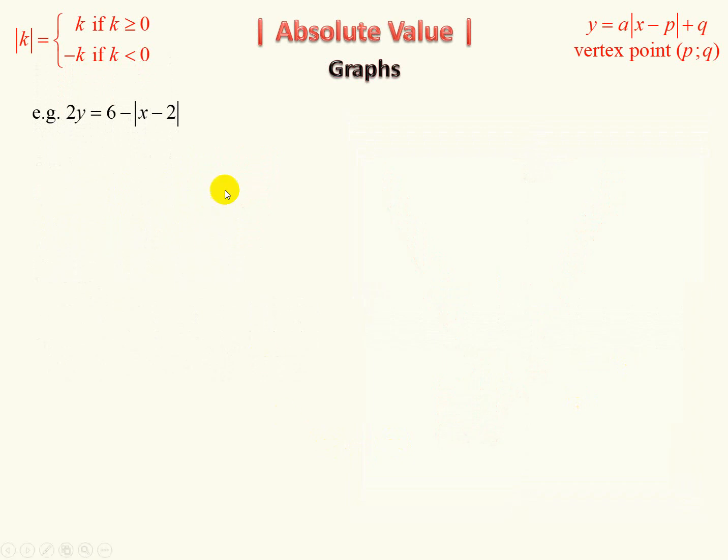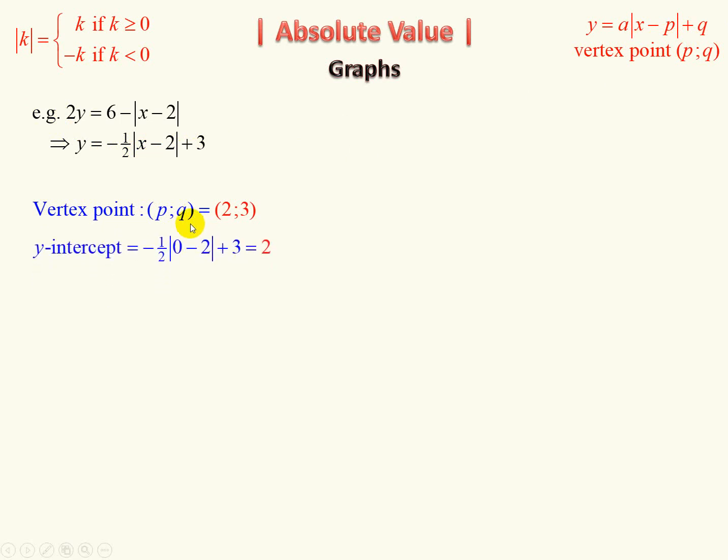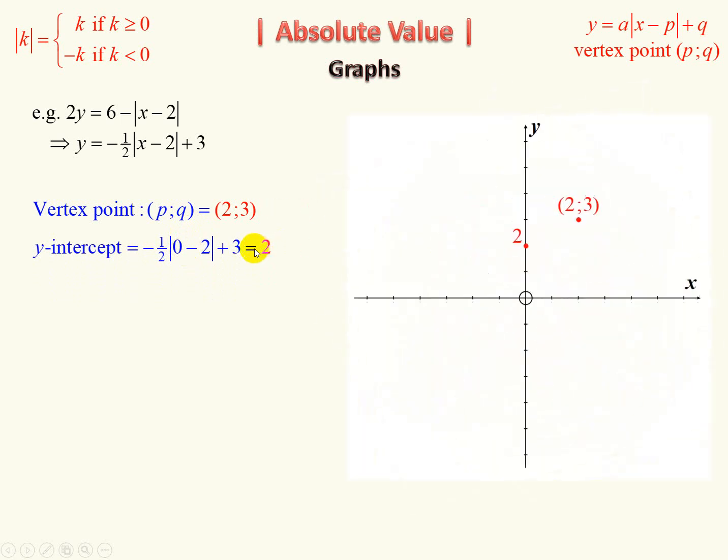Let's do another one. Hopefully this equation isn't going to change in the next slide. No, yay. All right, I've got it to the form y equals a into x plus p plus minus p plus q. There we have it there. Now straight away we can read off our vertex point, our salient point. It's going to be 2, 3. A y-intercept, we substitute 0 for x, and we get 2. So we could already start with the graph there, and we have that part of the graph.